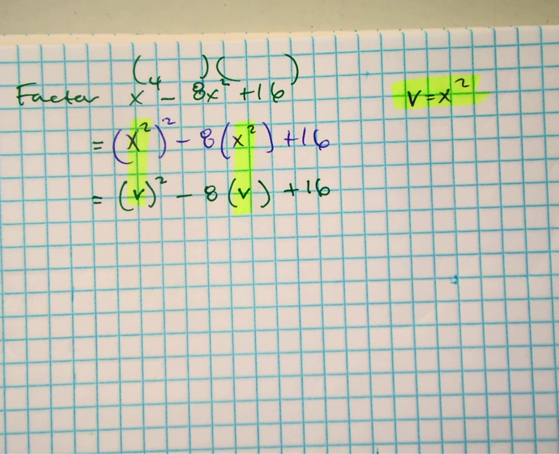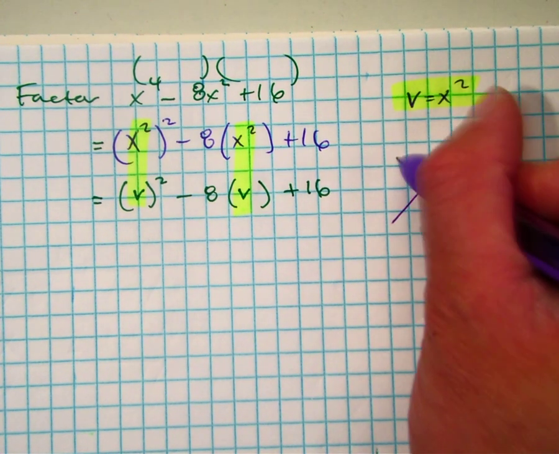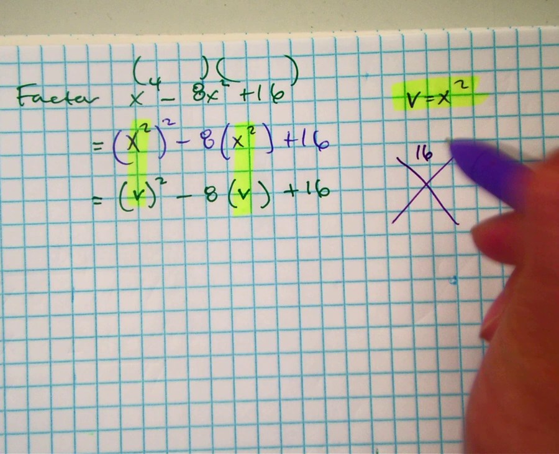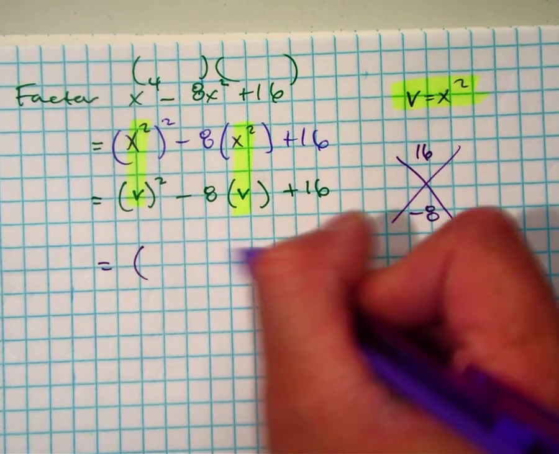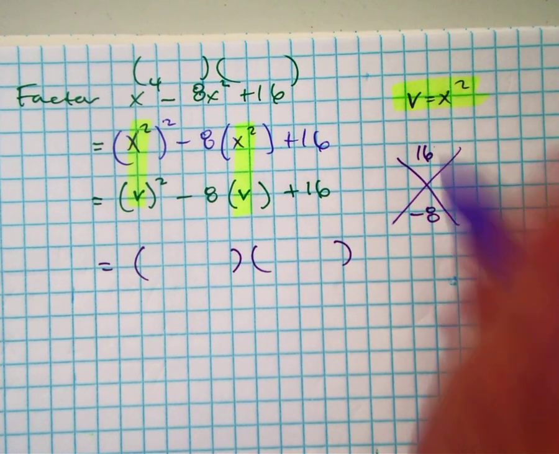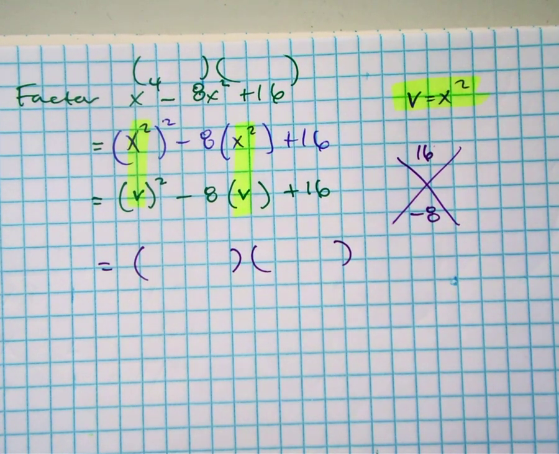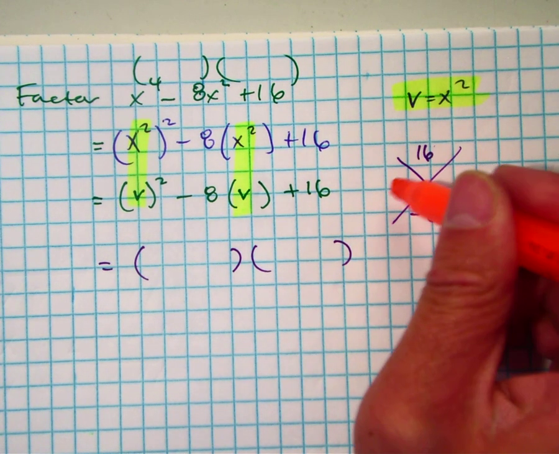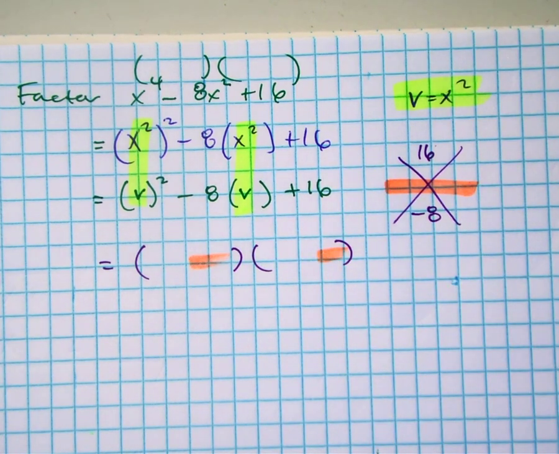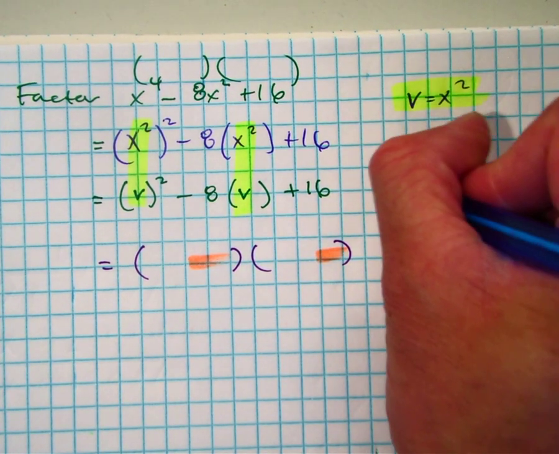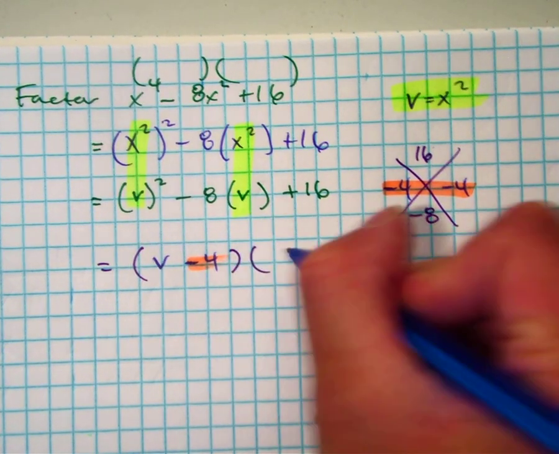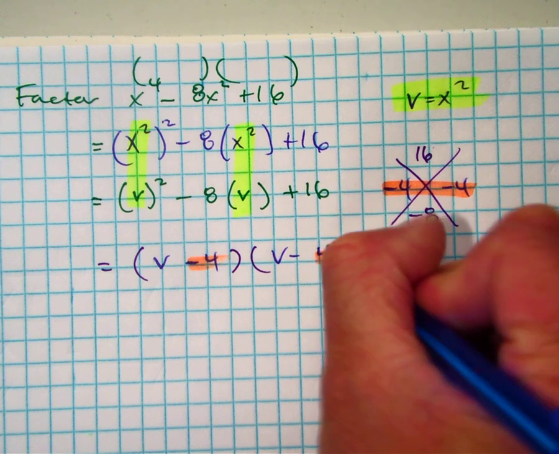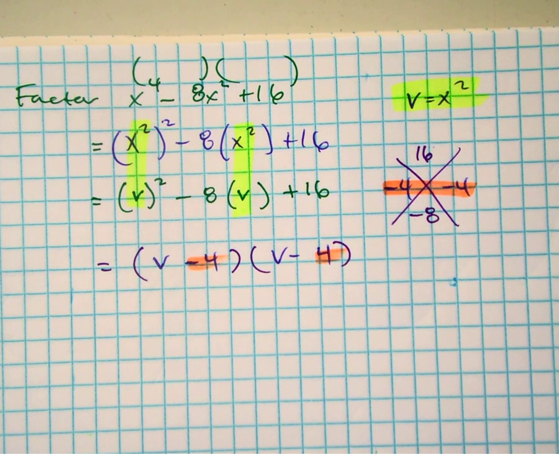Is that something you can work with now? Yeah, it is. So a times c is 16. Your b value is negative 8. I'm looking for 2 numbers that multiply to be 16 but add to be negative 8. Negative 4, negative 4. They're both minus 4s? Yeah. So now I have v minus 4, v minus 4. Okay, so we factored it.